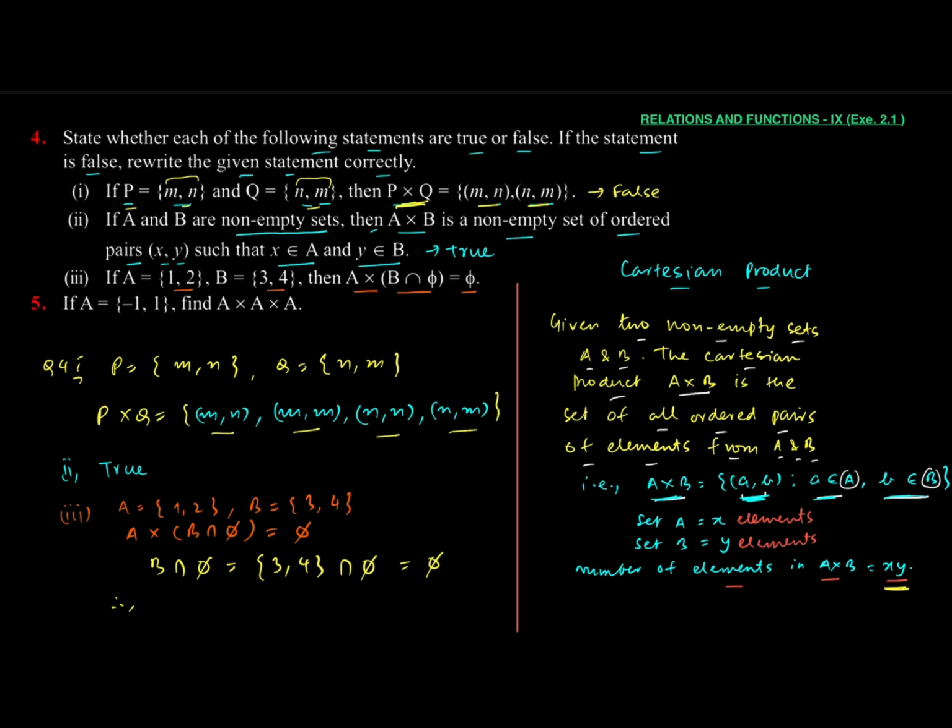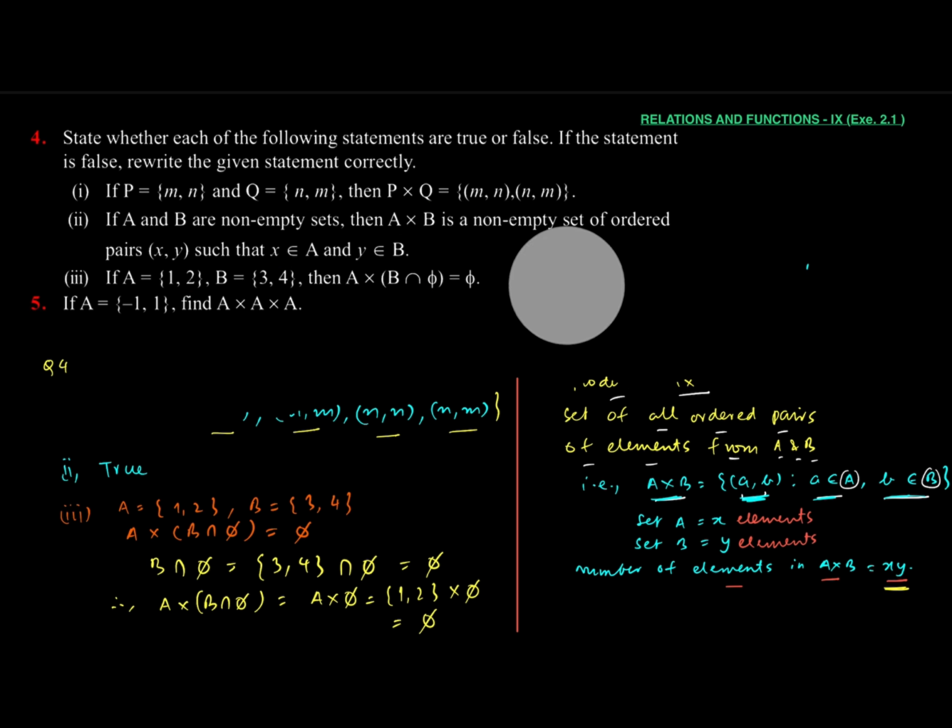So therefore, A cross B intersection phi will be equal to A cross phi. This means that we'll have to find the Cartesian product of elements of A, that is 1, 2, with null set, that is phi. This will give us a null set. Because in Cartesian product, if one of the sets is a null set, then the cross of the two sets will be a null set. So this statement is true.